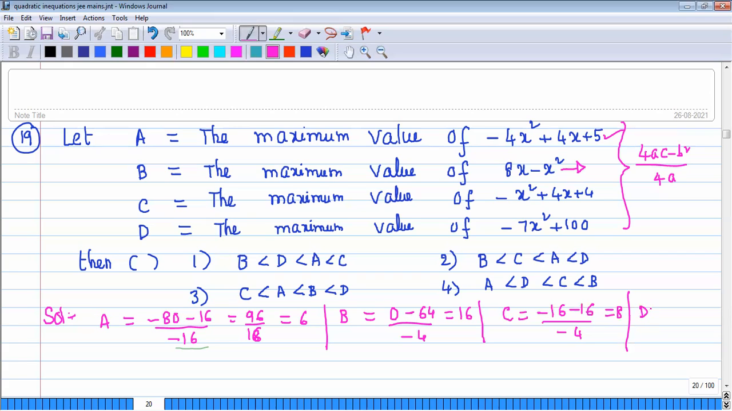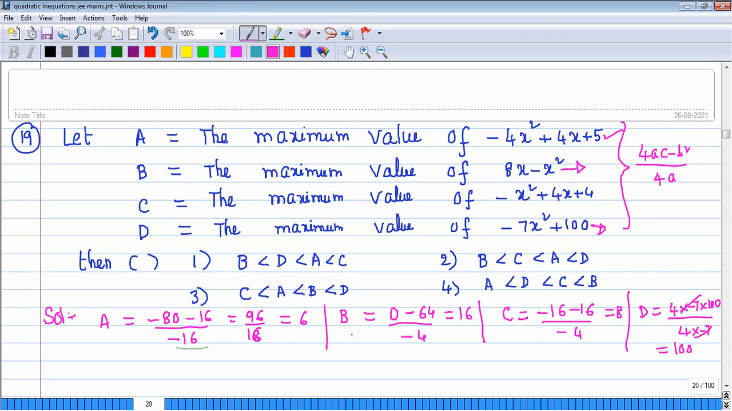Next, the D value. D means 4AC here, where A is negative: 4 into minus 7 into 100. B is absent, so B square is 0, upon 4A, which is 4 into minus 7. So the D value will be 100.